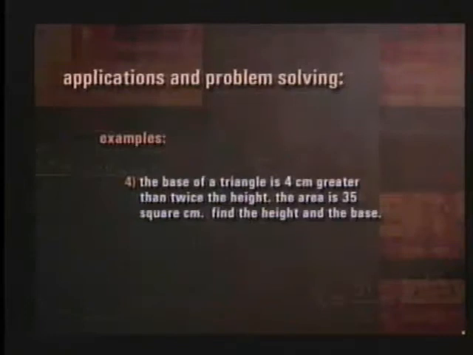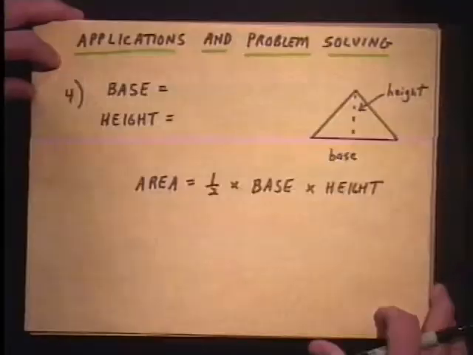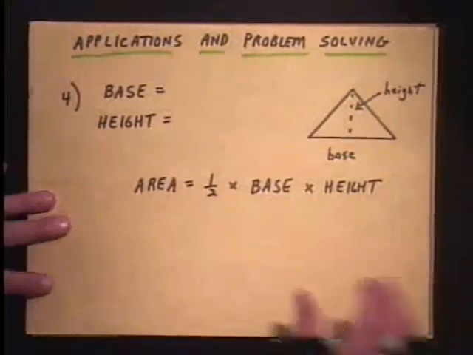Example number 4. We'll do a few more of these application problems to give you a real good feel for them. The base of a triangle is 4 centimeters greater than twice the height. The area is 35 square centimeters. Find the height and the base. Let's take a look at that one over here, and I've got a nice pretty picture drawn for you.